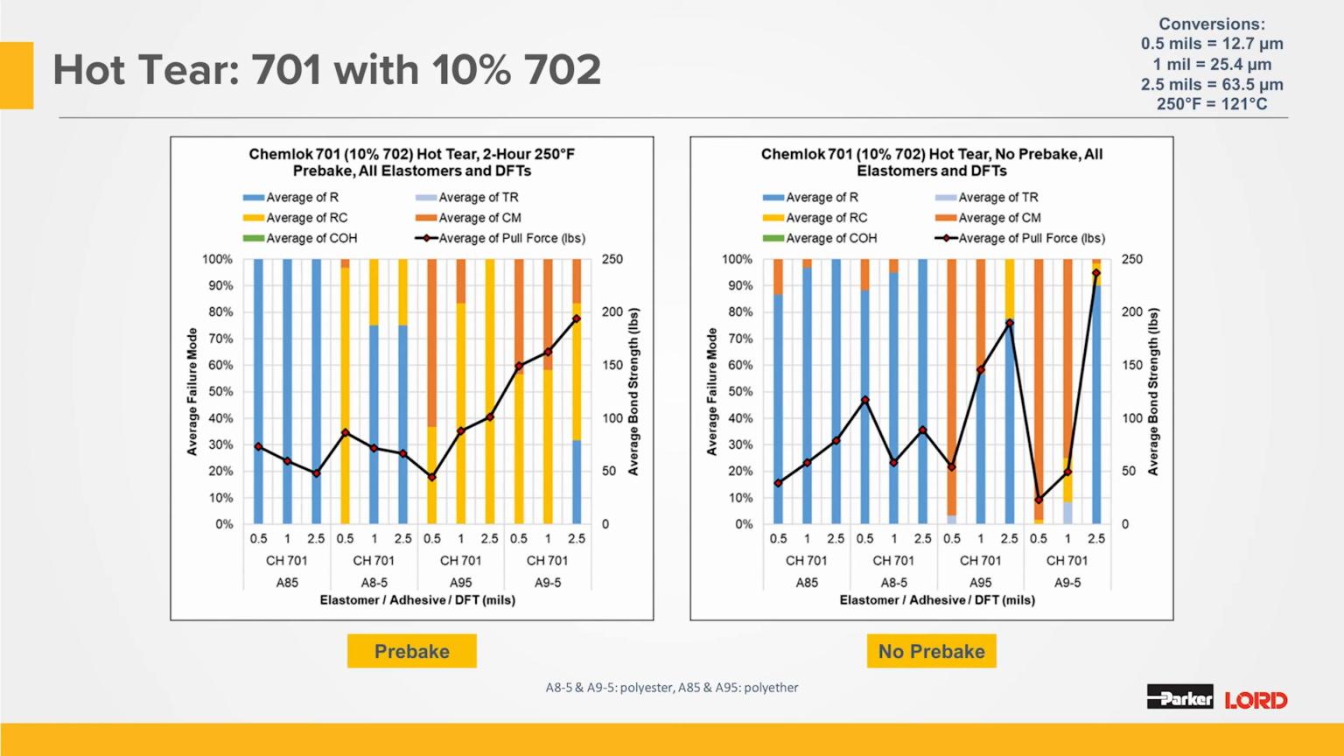Now that we've looked at hot tear results across all 5 of our curative ratios, we see that the trend is that higher rubber tear is yielded without a pre-bake than with a pre-bake. And in terms of bond strength, that trend is opposite for this data set.